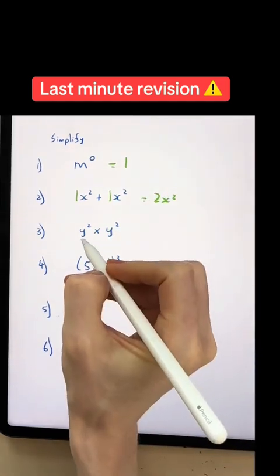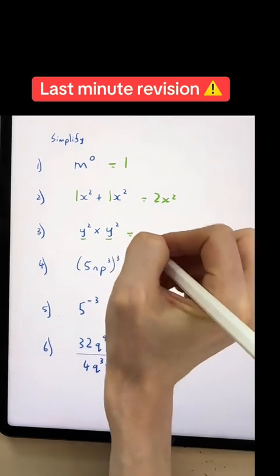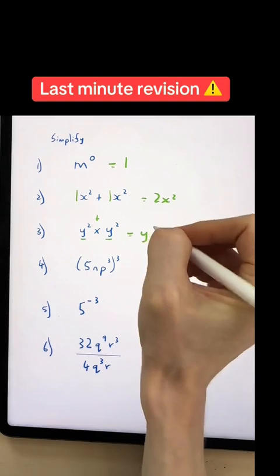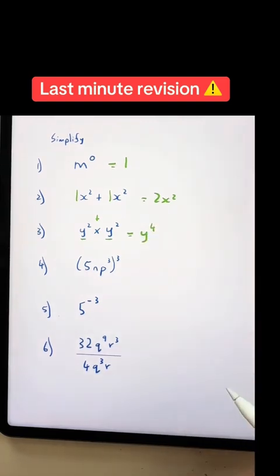If you're multiplying and you have the same base, you keep the base the same and you add the powers. 2 add 2 gives you 4. Look at the difference between 2 and 3.